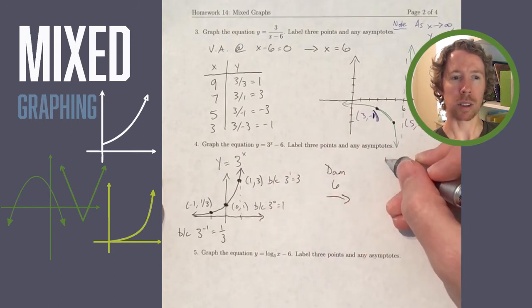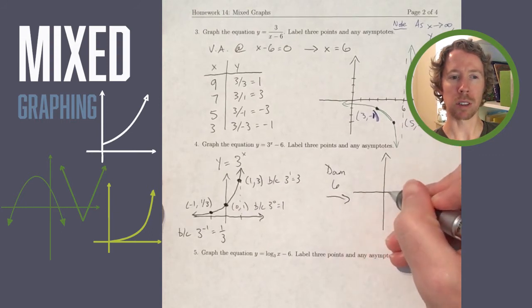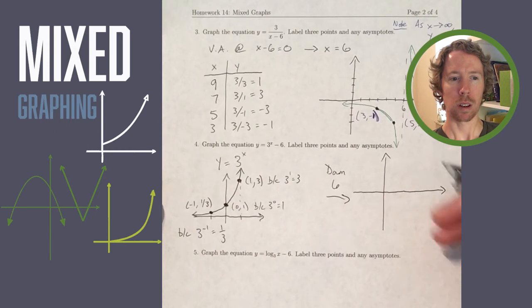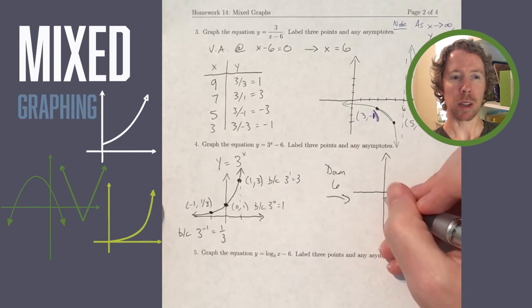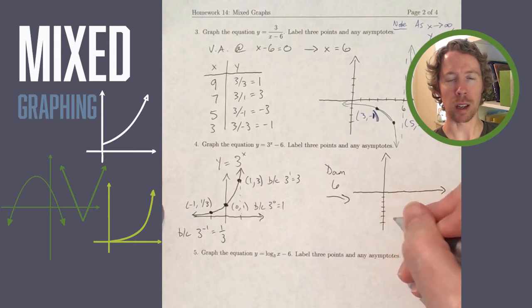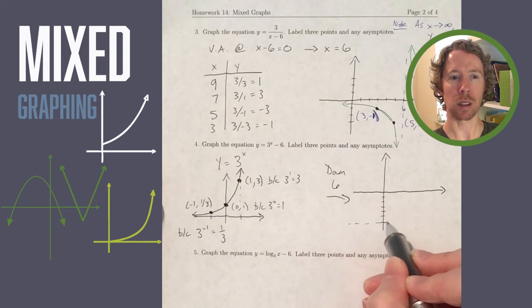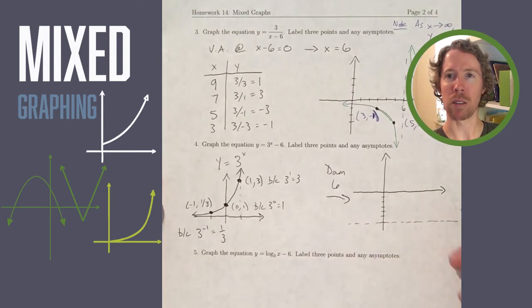Now all I've got to do is take that graph and push it down 6. Notice I picked 3 specific points. I picked the y-intercept, and then I picked x equals 1 and x equals -1. I think those are the easiest 3 points to pick that give me a good idea of the shape of the graph.